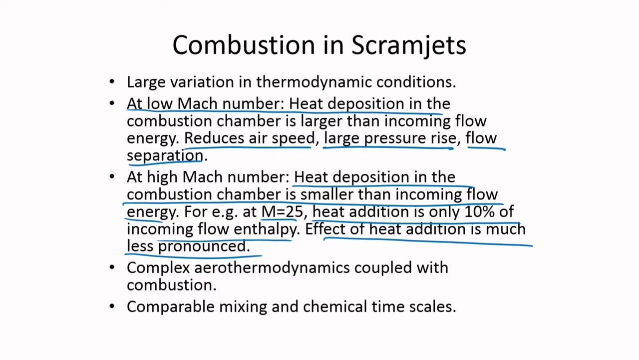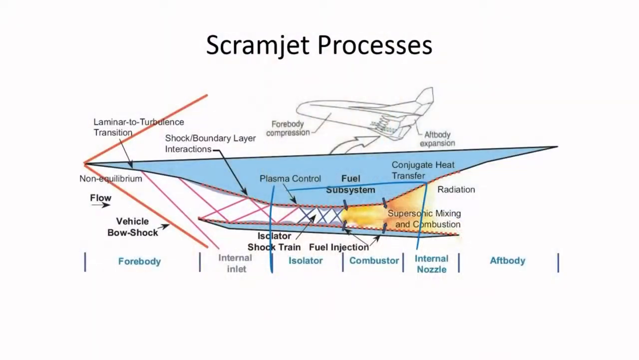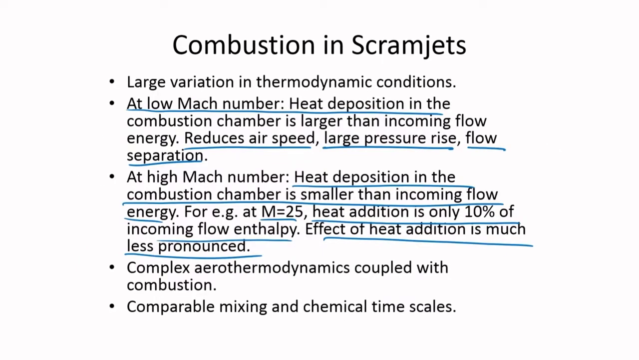Another thing is the complex aerothermodynamics coupled with combustion. Before combustion happens, there is a series of shock trains. Even inside the combustion chamber, a scramjet engine is characterized by several oblique shocks, expansion fans, and shock boundary layer interaction. These are ubiquitous in a scramjet combustor. So the aerothermodynamics is really complex, and the mixing and the combustion process cannot be learned in isolation from this complex aerothermodynamics and the shock combustion interaction, shock boundary layer interaction. So one has to understand this in a much more integrated manner.